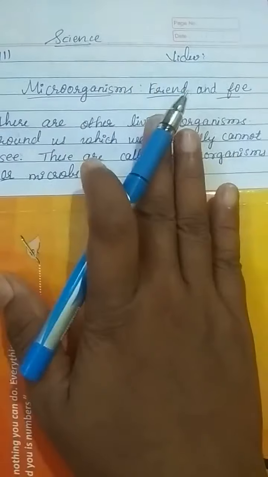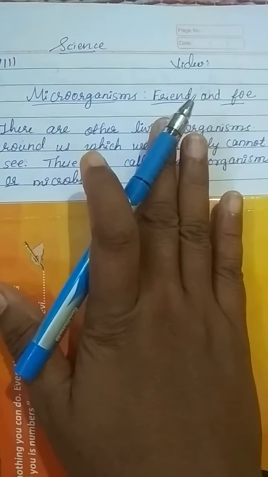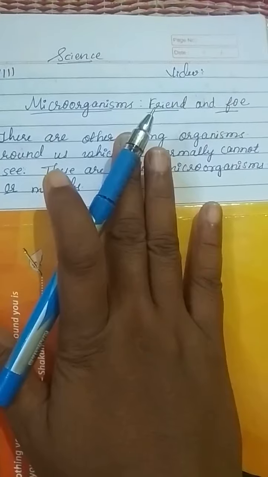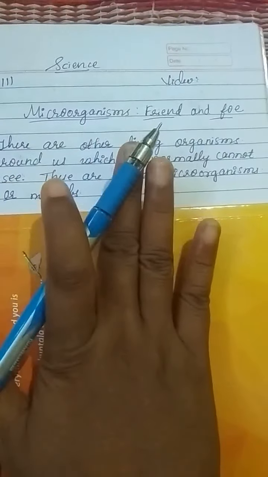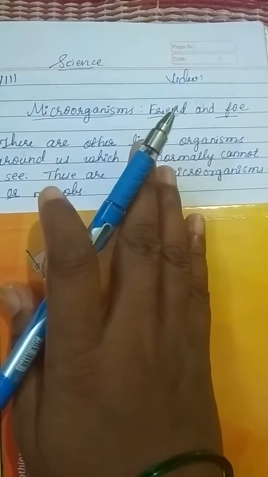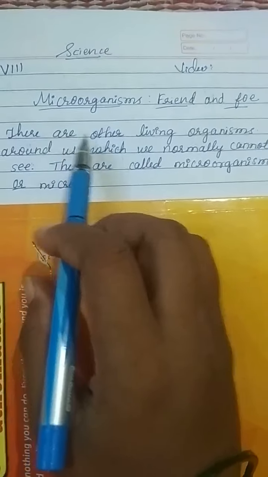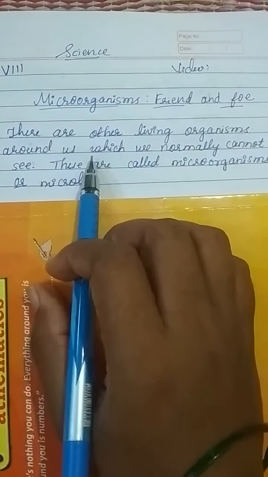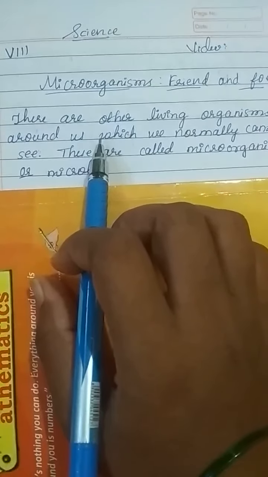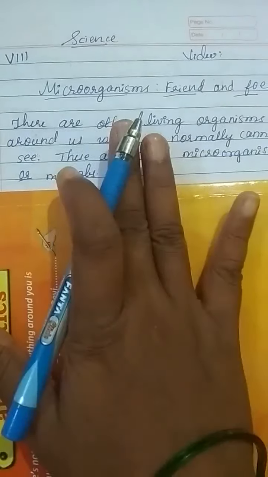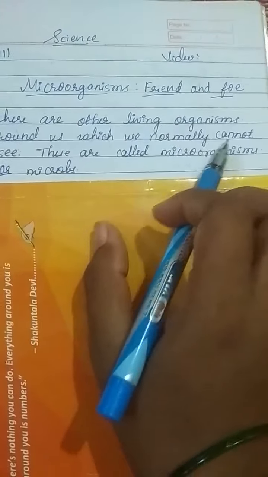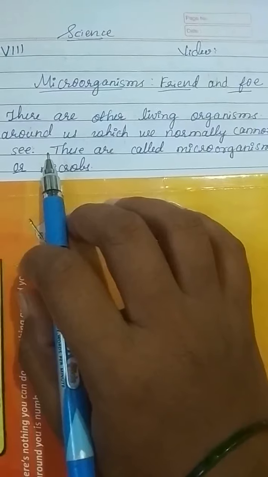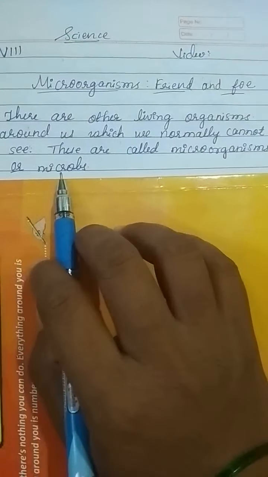Dear students, you have seen several kinds of plants and animals. However, there are other kinds of living organisms too, which we live together with. Which we normally cannot see. They are called microorganisms or microbes. They are other living organisms around us. Many types of plants, many kinds of animals you might have seen. But some other living organisms around us we normally cannot see with our naked eyes. These are called microorganisms or microbes.